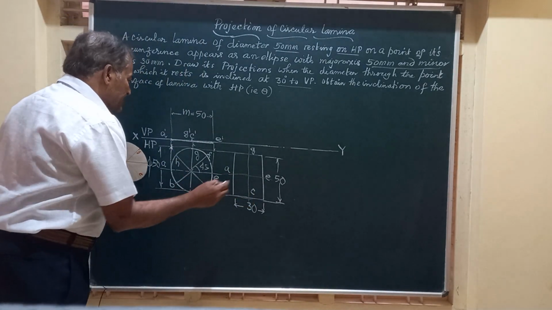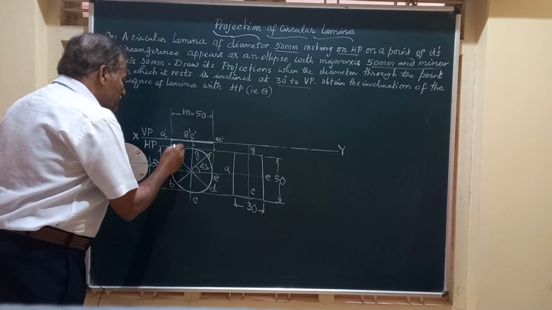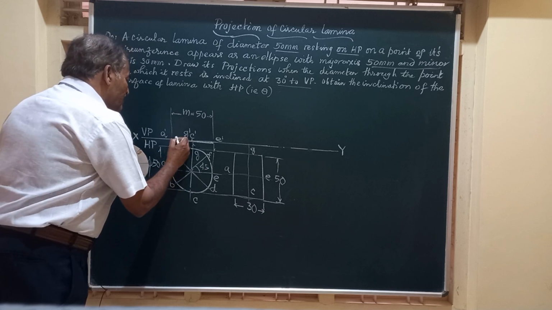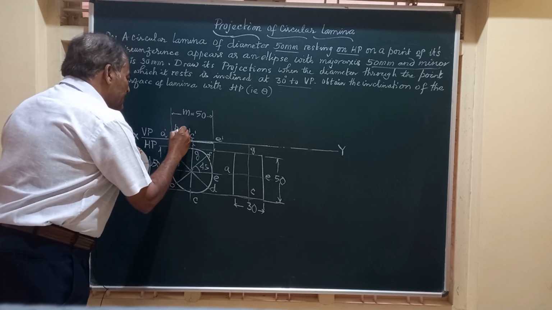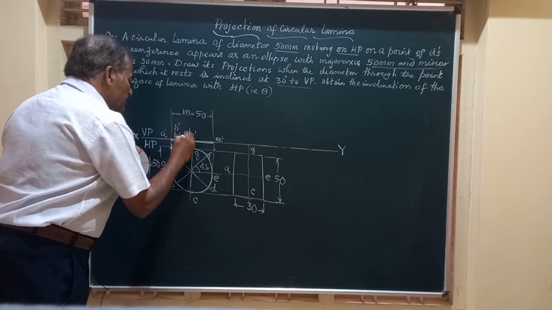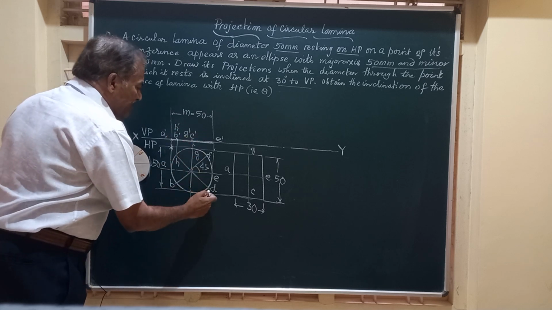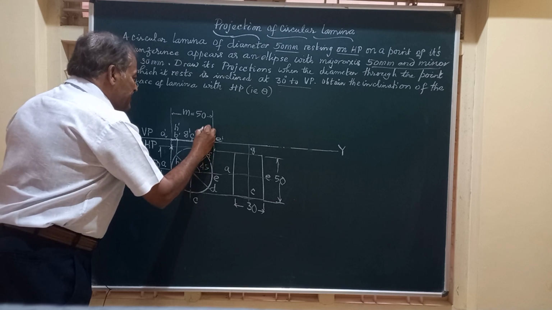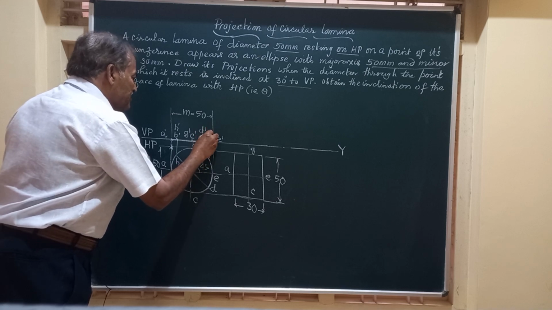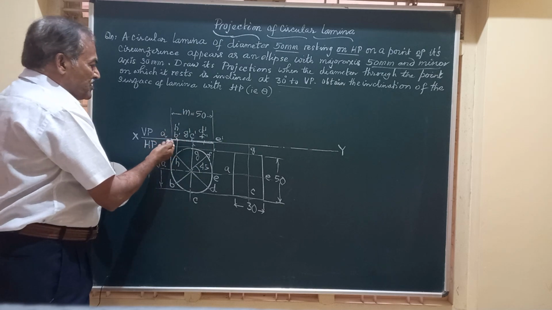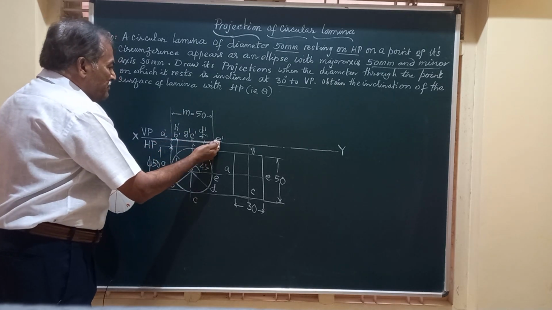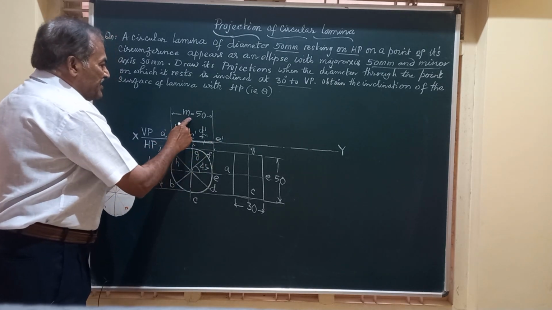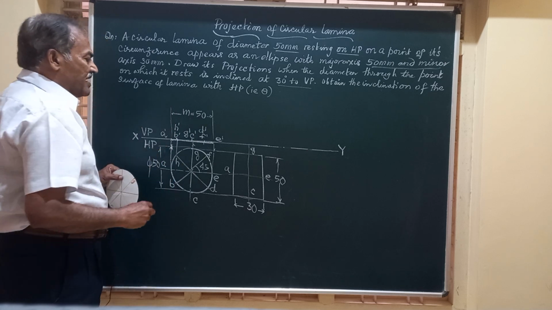So let me transfer those points to the front view. H and B will fall on this, so I will call it H dash comma B dash. And here you will have C, G already marked. D and F come together, so I will mark it as D dash comma F dash. So friends, finally the lamina is resting on HP. The front view is a line having length equal to the diameter.